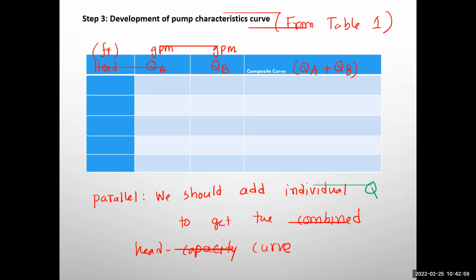That's true. You can get all the values from just here. This one starts the QA capacity. This one is the QB. That was the capacity. This is for that. So you can copy all the values to that.